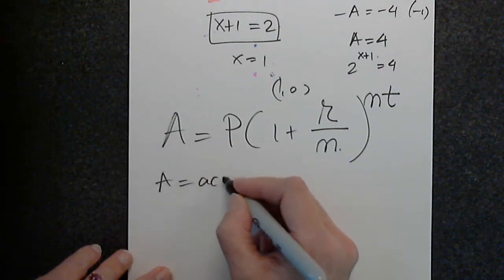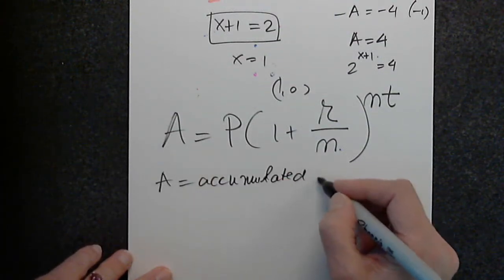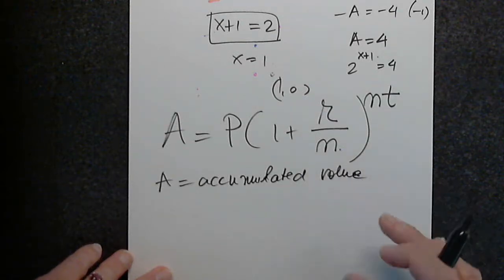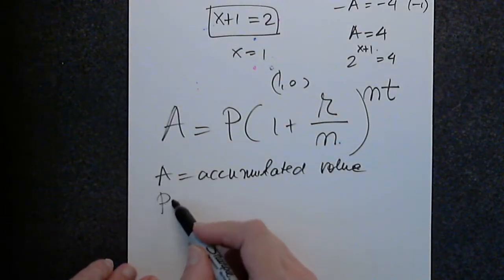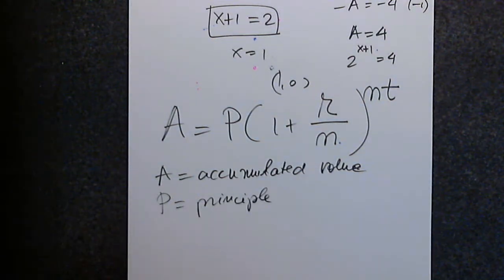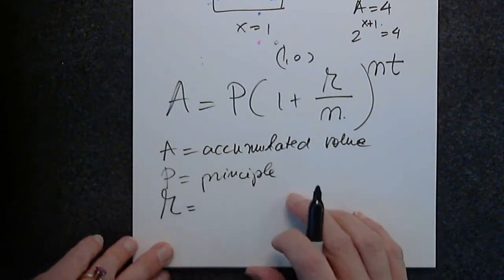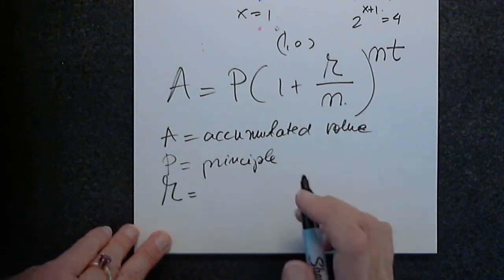A is the accumulated value. P stands for principal. You do not have to remember this model. It will be given to you in any problem. Principal. Lowercase r. Is it the rate? The annual interest rate, yes.